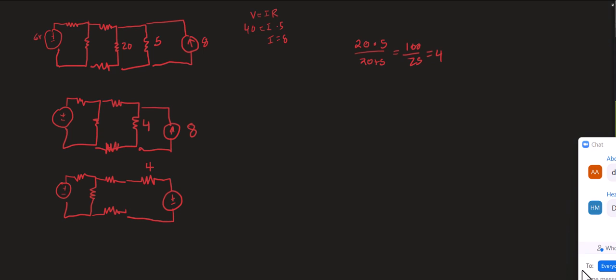Okay, so let's see. This was 6 and this was 10. And now this is V equals IR. It was a 4 ohm resistor and an 8 amp current source. So my voltage will be 32.